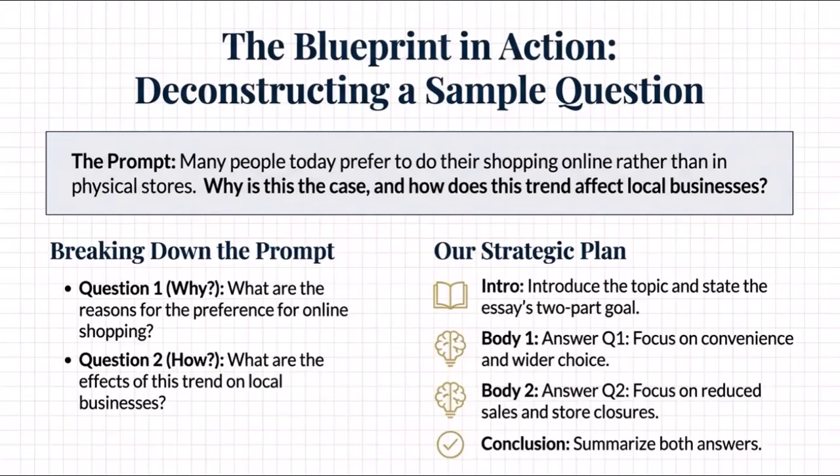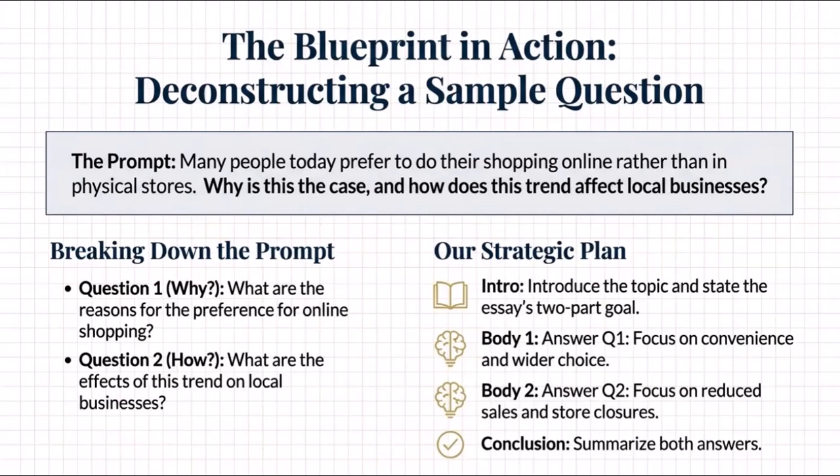Our plan follows the perfect structure for a two-part question essay. Introduction, we'll introduce the topic of online shopping and the shift in consumer habits. Then our thesis will clearly state that the essay will discuss the reasons why this is happening and the effects it has. Body paragraph 1, this paragraph will be dedicated entirely to answering question 1, why?